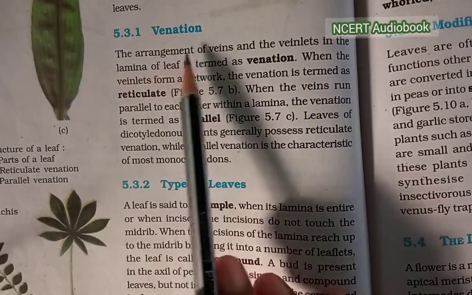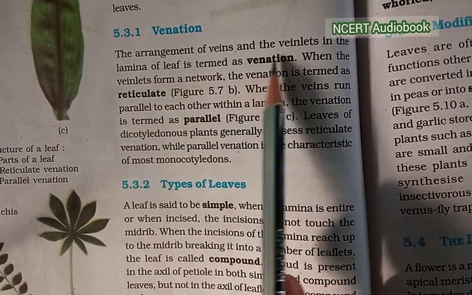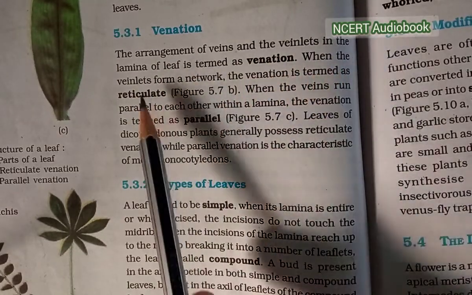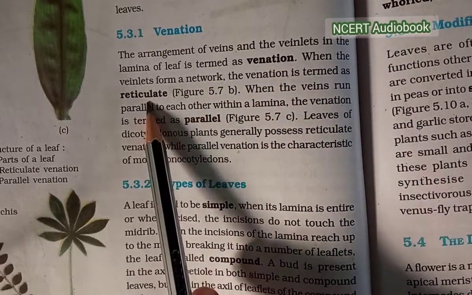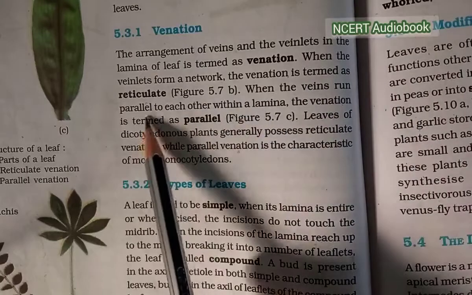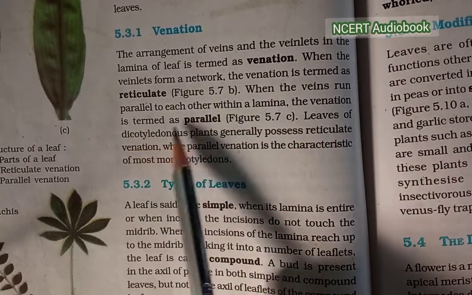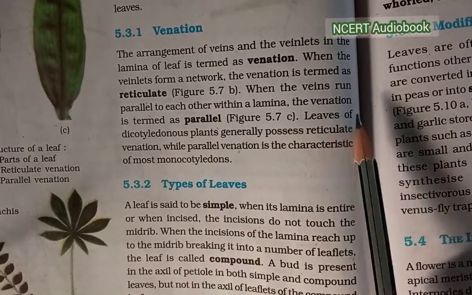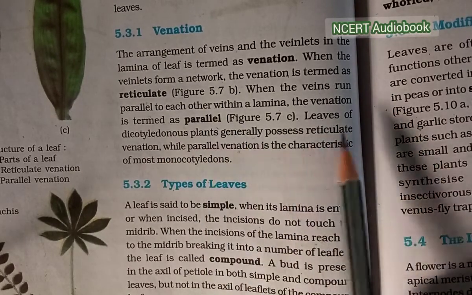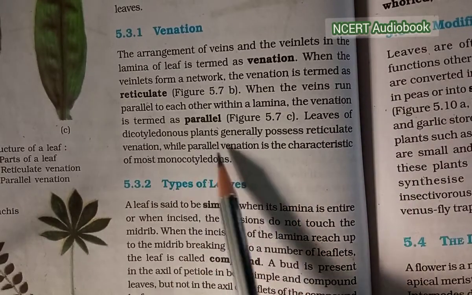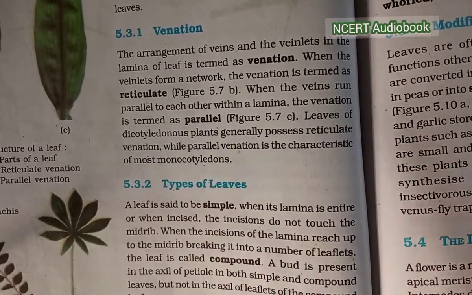Venation. The arrangement of the veins and veinlets in the lamina of the leaf is termed venation. When the veinlets form a network, the venation is termed reticulate. When the veins run parallel to each other within the lamina, the venation is termed parallel. Leaves of dicotyledonous plants generally possess reticulate venation, while parallel venation is the characteristic of most monocotyledons.